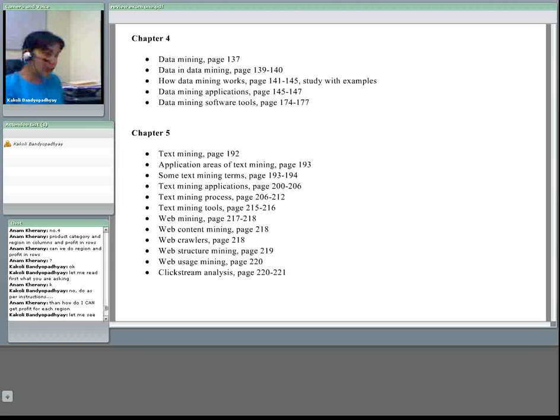Web mining is the process of discovering relationships from web data. Web content mining is extraction of useful information from web pages. Web crawlers, there's a question on that, are used to read through the content of a website automatically. Web structure mining is the process of extracting useful information from the links embedded in web documents. And web usage mining is the extraction of useful information from data generated through web page visits and transactions. There are three types of data generated through web page visits: logs, user profiles, and metadata.